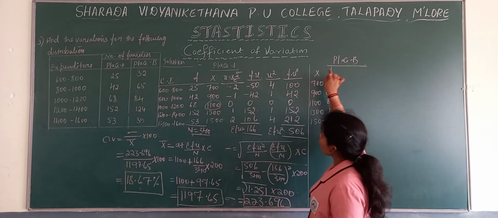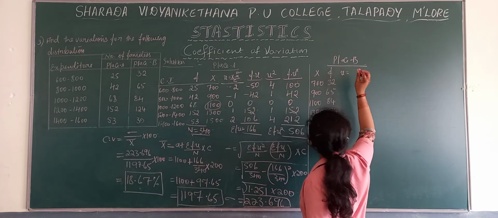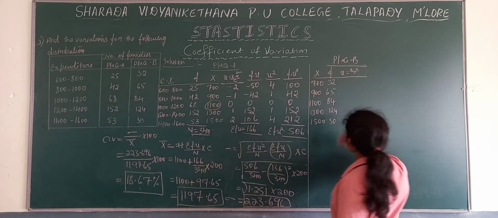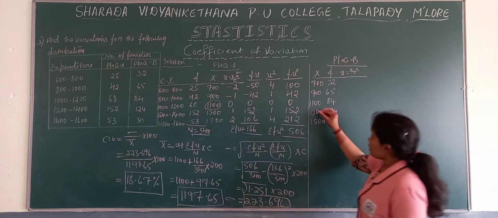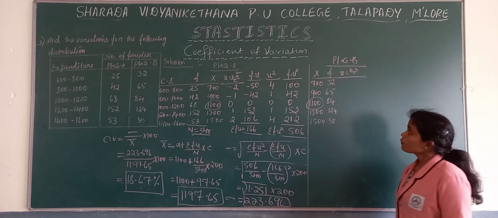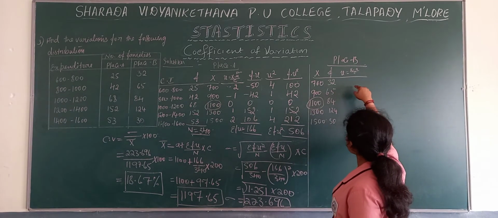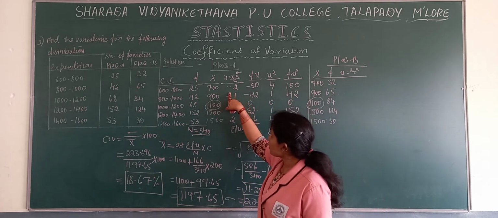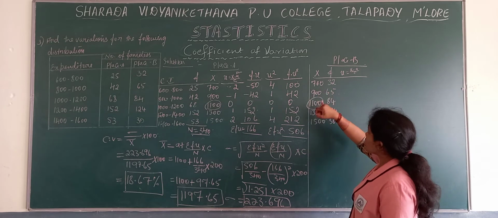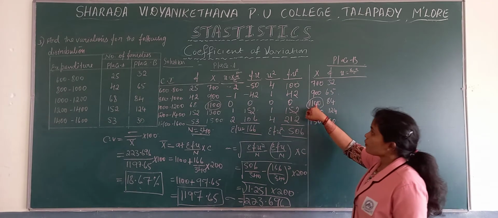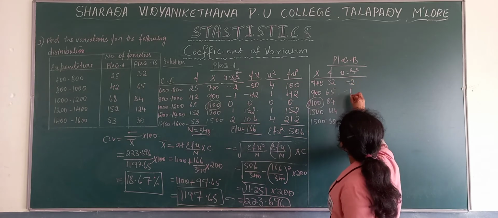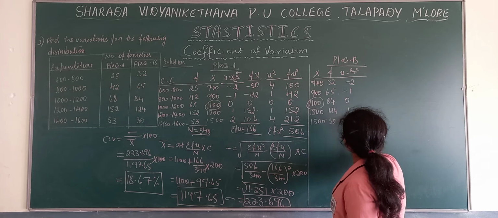So now next comes the U. After taking the frequencies, next we need to calculate U, that is X minus A divided by C. Here also we assume the mid value as A, and when we do so, we get our U values, that is X minus A, that is 700 minus 1100 divided by 200. Once again we get the same values, that is minus 2, minus 1, 0, 1 and 2.